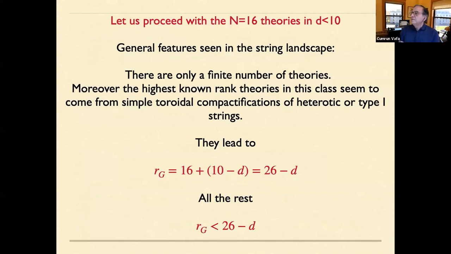So let us proceed with the N equal to 16 theories in D less than 10. The general features that you see in the string landscape are that there are only a finite number of such theories, we can count them. And moreover, the highest rank theories in this class seem to come from simple toroidal compactification of heterotic strings or type I strings. They lead to the rank of the group being 16, which is the rank you start with in 10 dimensions, plus extra U1s that you get by compactifying in the usual fashion. So you get 10 minus D extra U1s, and this gives you 26 minus D as the rank that you get from toroidal compactification of the heterotic string. And this seems to be the upper bound of all the known examples. There are other compactifications with 16 supercharges, but all of them have a rank less than or equal to 26 minus D.